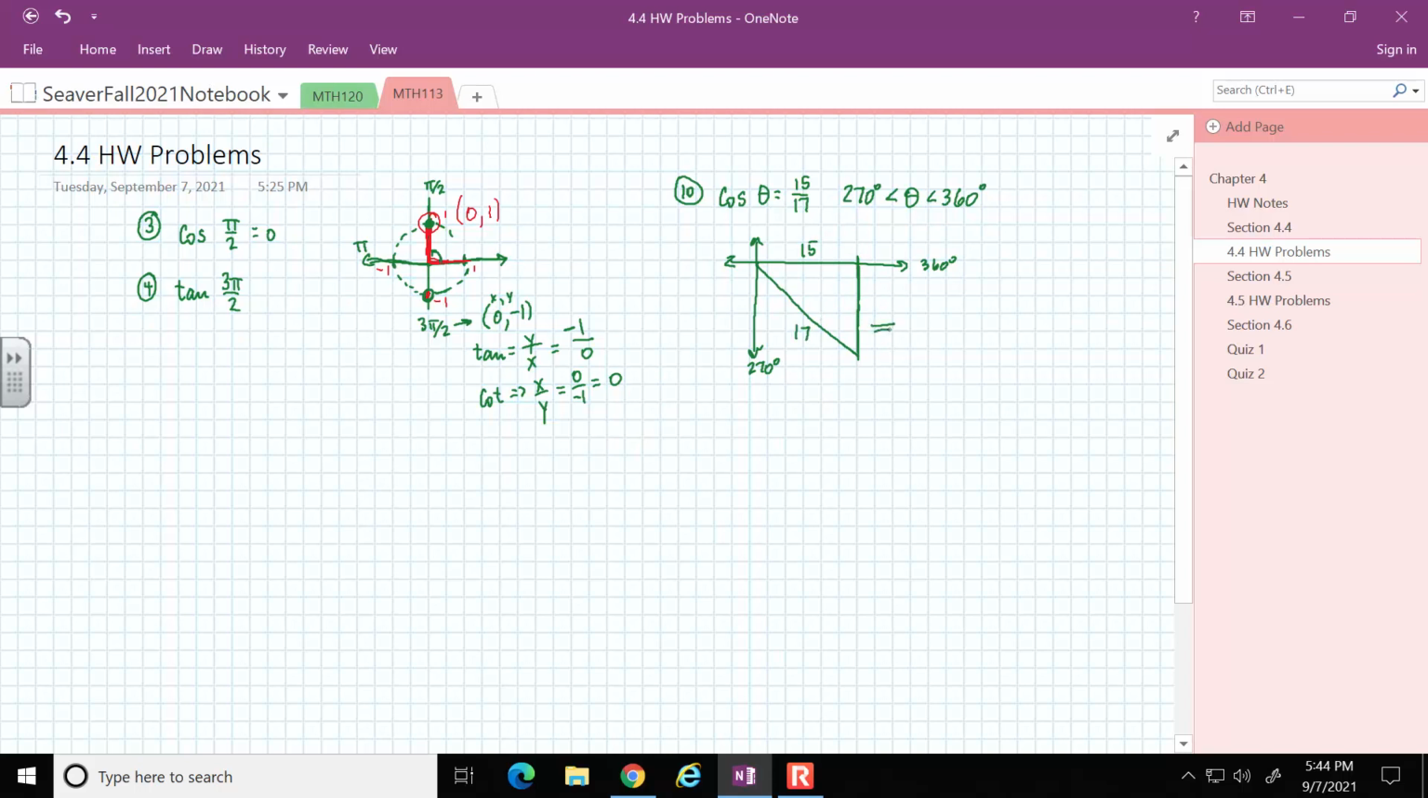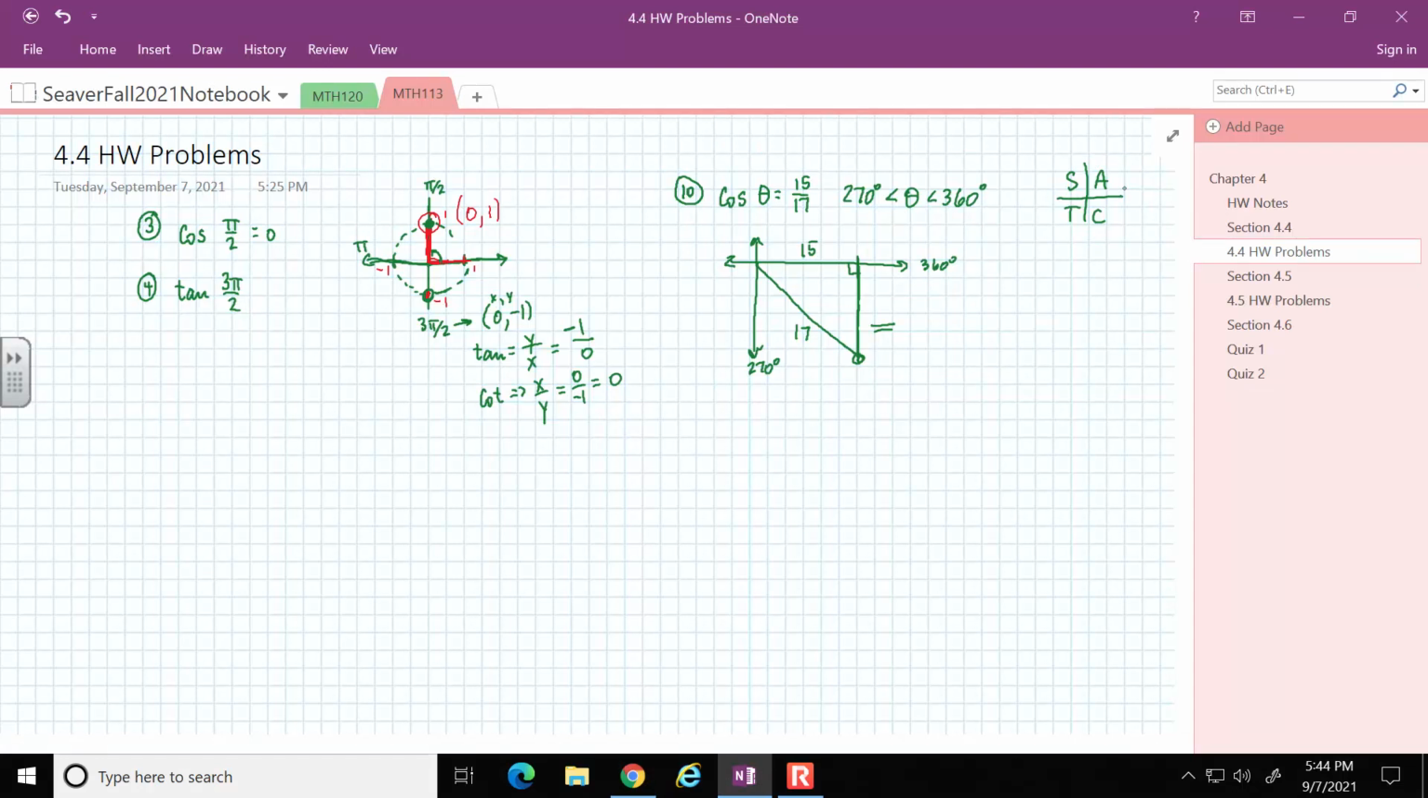Okay, so we need to figure out what this value is. Now this is kind of easy to look at from a triangle perspective. First off, notice it's going to be negative, right? Because if this point is on a circle, the coordinates of that point are 15 comma whatever the y value is, and it's going to be negative. Also, because it is in this quadrant, you had A, S, T, C. So it makes sense that cosine is positive. So sine should be negative, tangent should be negative, cosecant should be negative, cotangent should be negative. Secant should be positive because it's the flip of cosine.